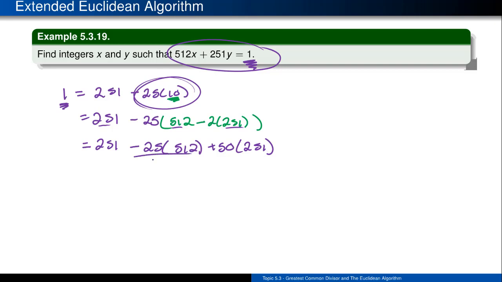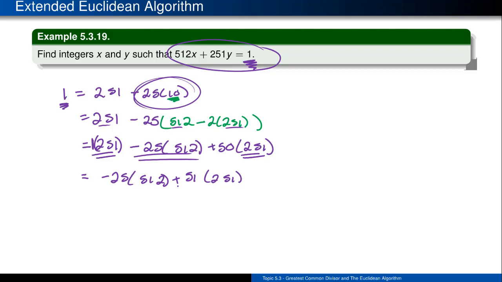So here you can see this component that's going to have that 512. Here's some stuff that has a 251. Here's some stuff that has a 251. Officially, I have one of them over here. And if I add it to the 50 that I have over there, I'm going to have 51 of these 251s. And then there's going to be negative 25 of these 512s. And these are going to be added together in this case.